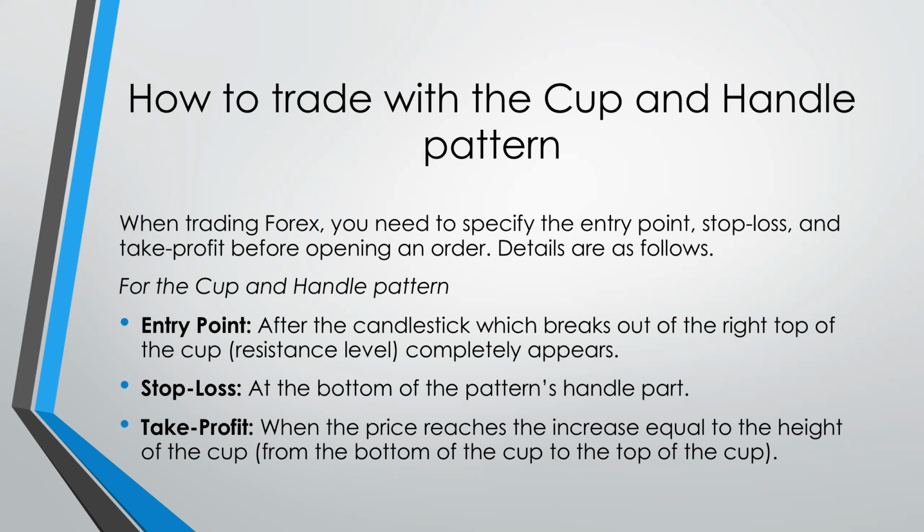And our take profit is when the price reaches the increase that is equal to the height of the cup, from the bottom of the cup to the top of the cup. In other words, whatever number of pips from the bottom of the cup to the resistance level, this is the same distance we should put our take profit on. I'm going to explain in the diagram that comes. So you look at our entry point, our stop loss, and our take profit.